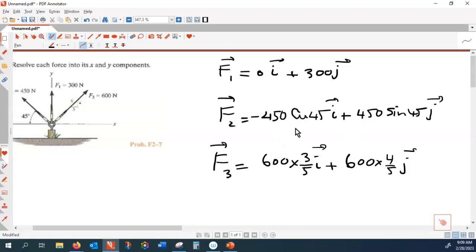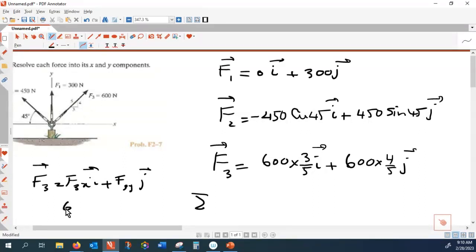And now what do you do with that? You simply add all the i components together. That gives you F3. F3 is F3x i plus F3y j, correct? So what is F3x?